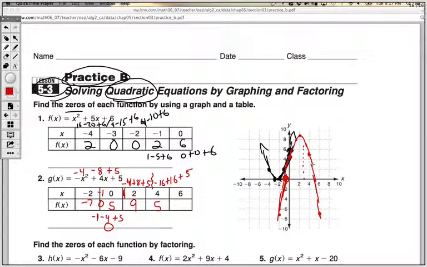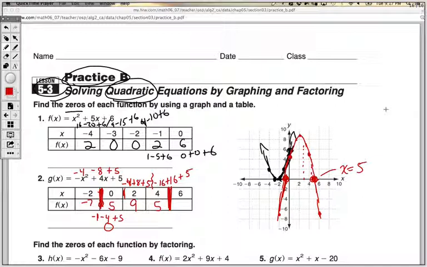No, not between 2 and 4. Between 4 and 6. It's going to be at 5. Right there. That's the other 0. So we have one 0 here, we have another 0 there, at x equals 5.